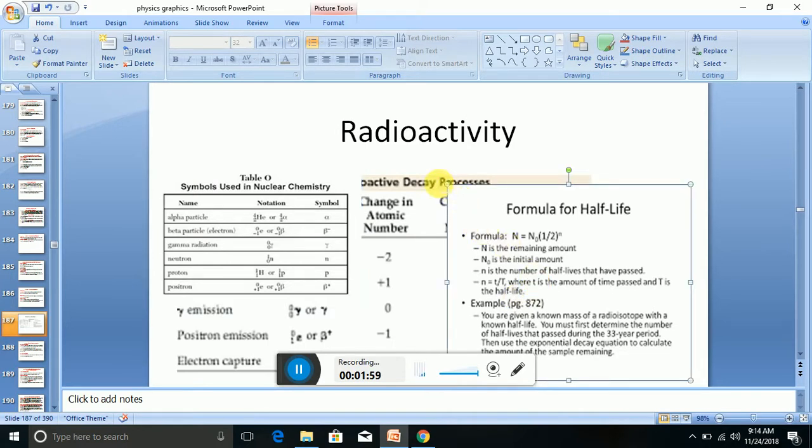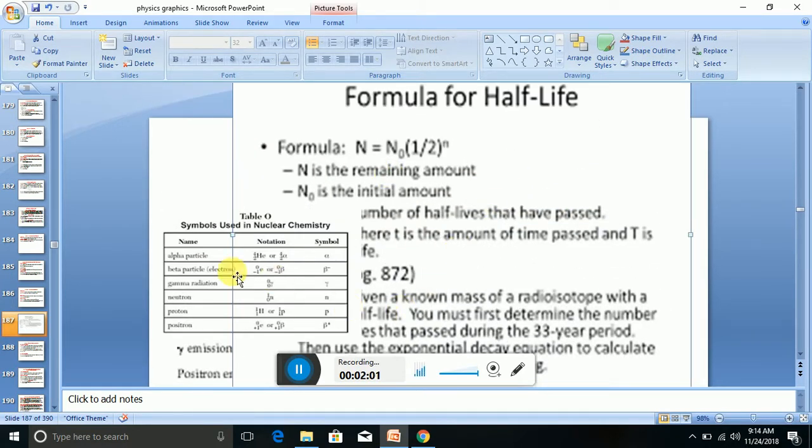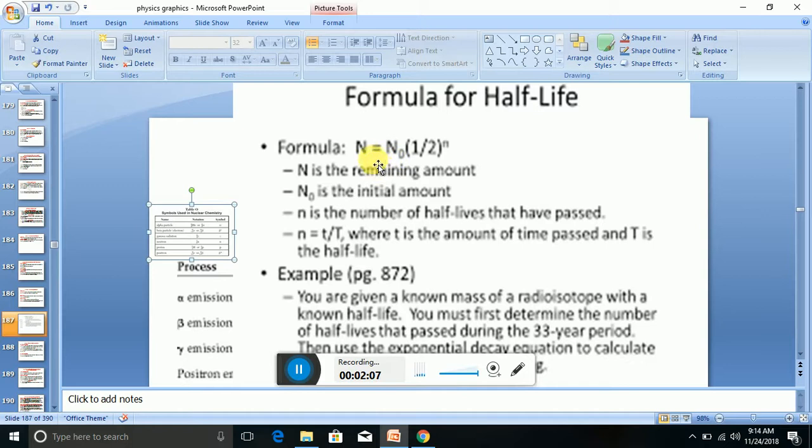So now we look at half-life. When you're talking about half-life, you're talking about this formula: N, the number of atoms remaining, is equal to the initial number of atoms times 1/2 to the power n. Here N is the remaining amount, N0 is the initial amount, and n is the number of half-lives that have passed, this small n. So this n is equal to t over T, where t is the amount of time passed and T is the half-life.